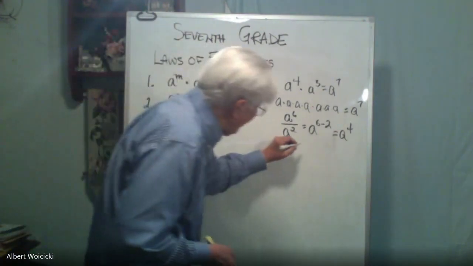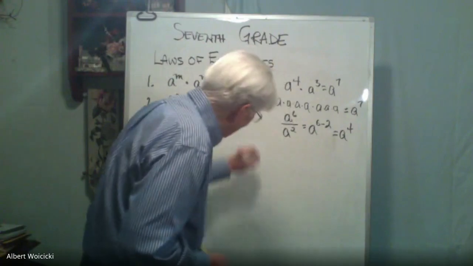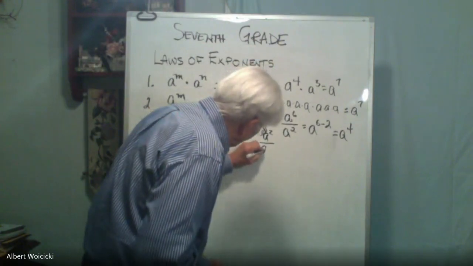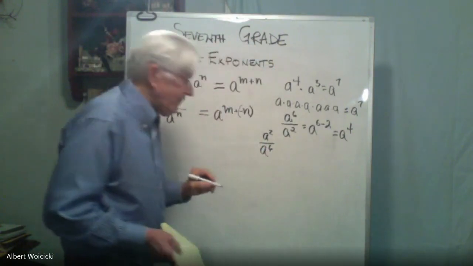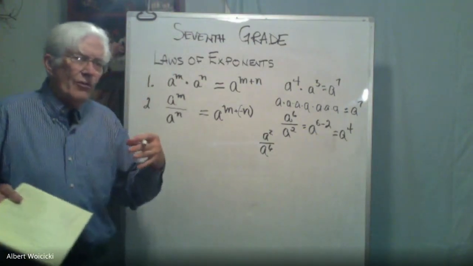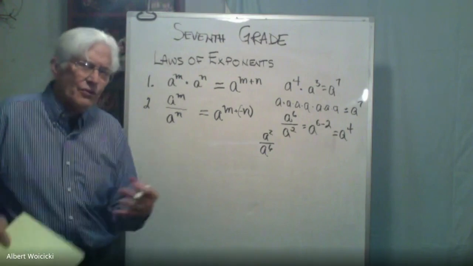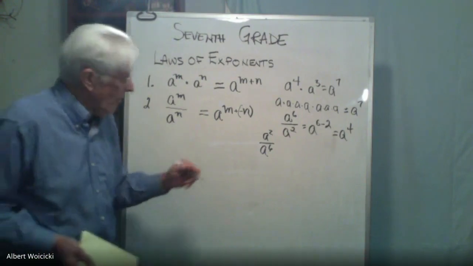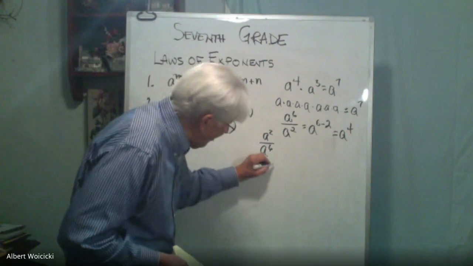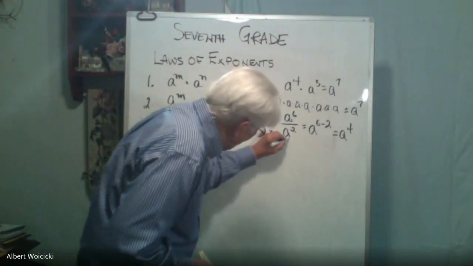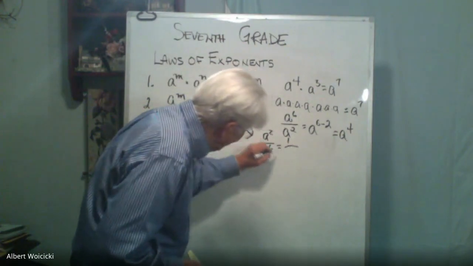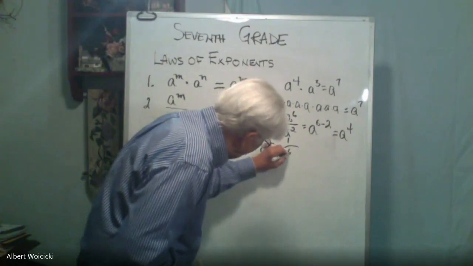So what if we started with a squared over a to the 6th? Isn't that sort of like we're going to reduce the fraction, aren't we? We're going to reduce the fraction. So this guy's going to come down. So we're going to get 1 over, and this is going to be a to the 6 minus.